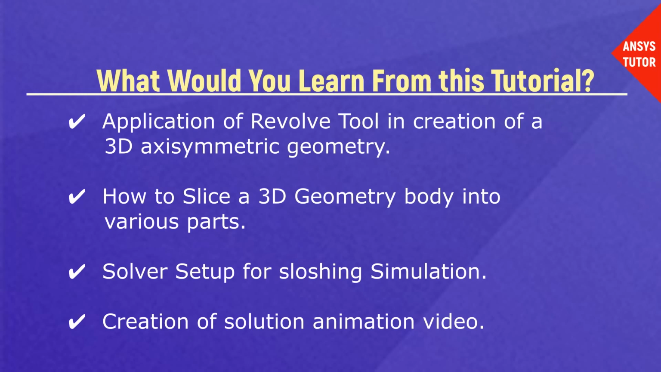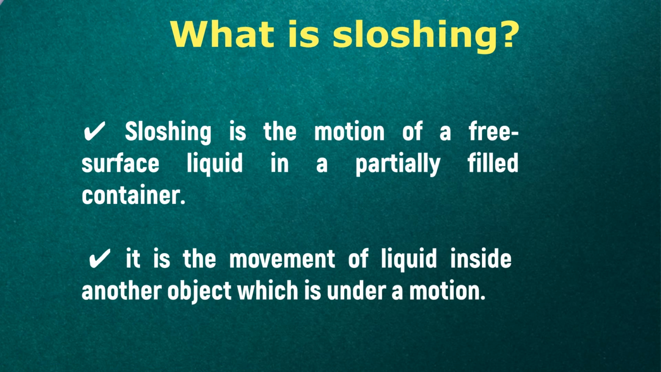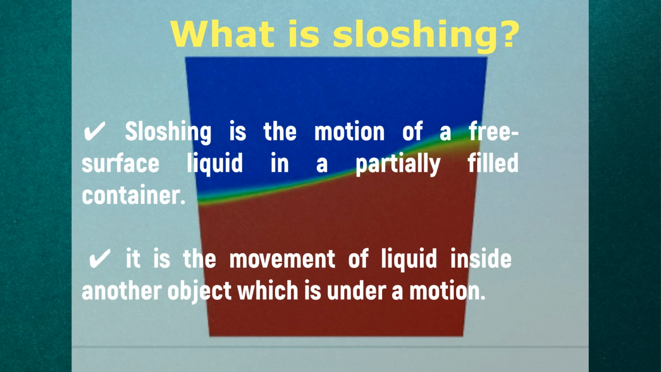Let's know the main learning points from this tutorial. You would learn the application of Revolve Tool in the creation of a 3D axisymmetric geometry. You would learn how to slice a 3D geometry body into various parts. In solver setup, we would see how could you set up the solver for a sloshing simulation without using any UDF. Finally, in results, we would generate an animation video of the simulation which can be used for analysis as well as presentation purposes.